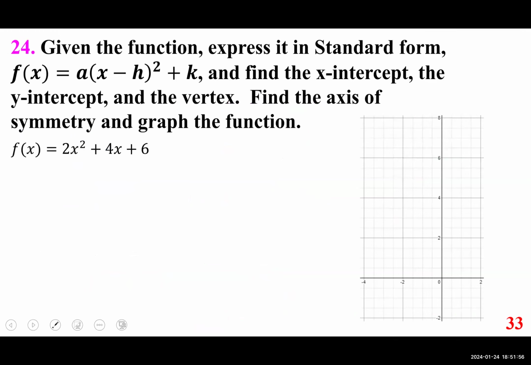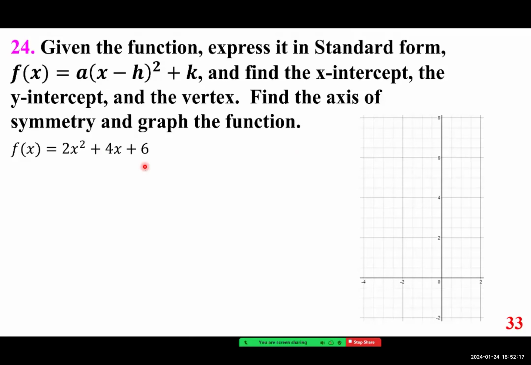Given the function expressed in standard form, f of x is a times x minus h quantity squared plus k. This is a standard form we used in intermediate algebra. You can stick with that. So whenever they say standard form, see the format they are asking. And find the x-intercept, the y-intercept, the vertex, find the axis of symmetry, graph the function. And so it's given in this format.